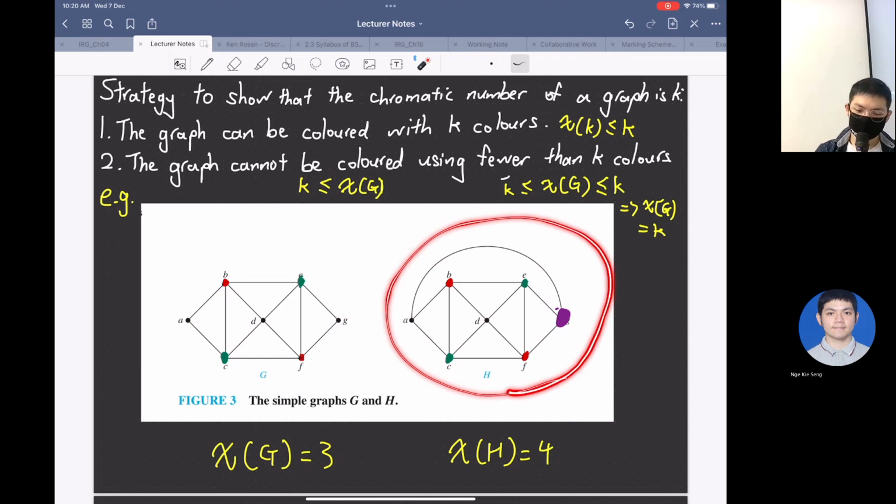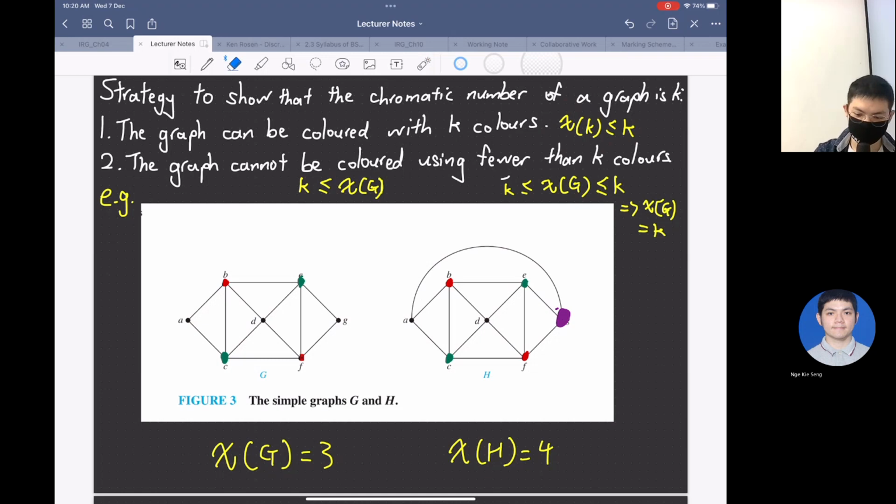That means this chromatic number is less than or equal to 4. But if you remove one of the colors, then adjacent vertices must have the same color. Can you follow or not? Okay, good.